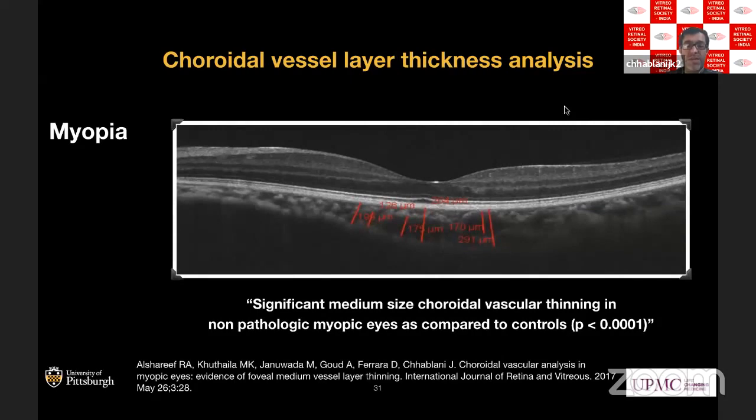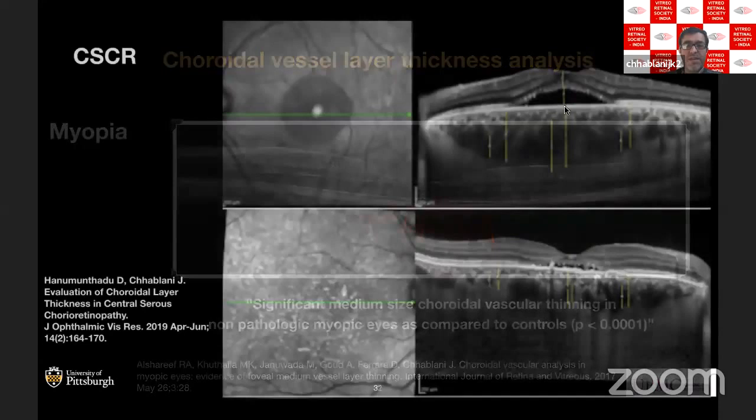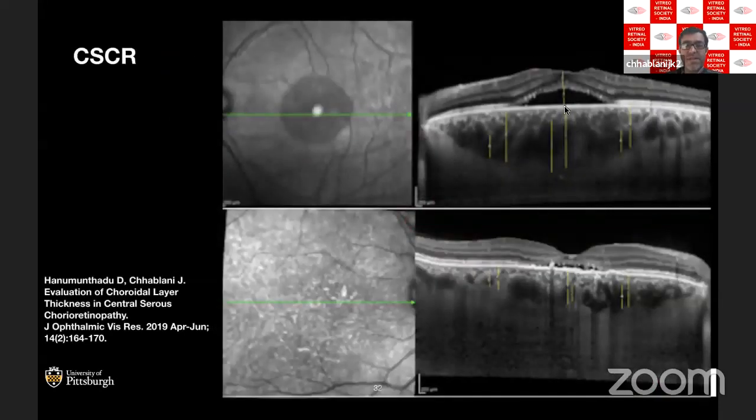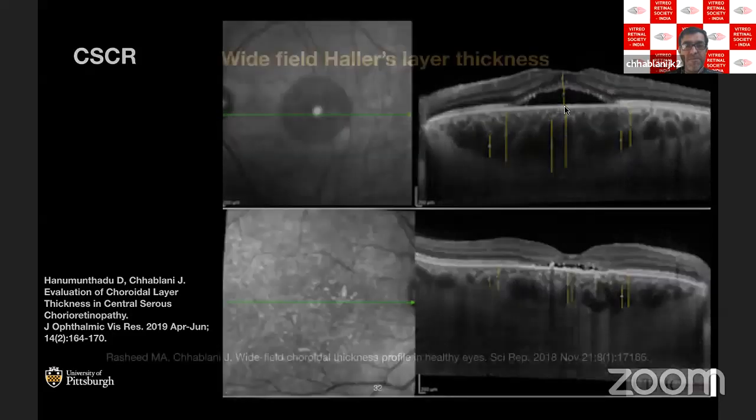And this was something very useful, which we will be looking at in future. This is a very typical example of CSR, where you can see that the large choroidal vessel thickness in the outer part of the choroid is much thickened compared to the inner choroid. And this again explains the whole concept of pachychoroid, which I'm not going into the detail.